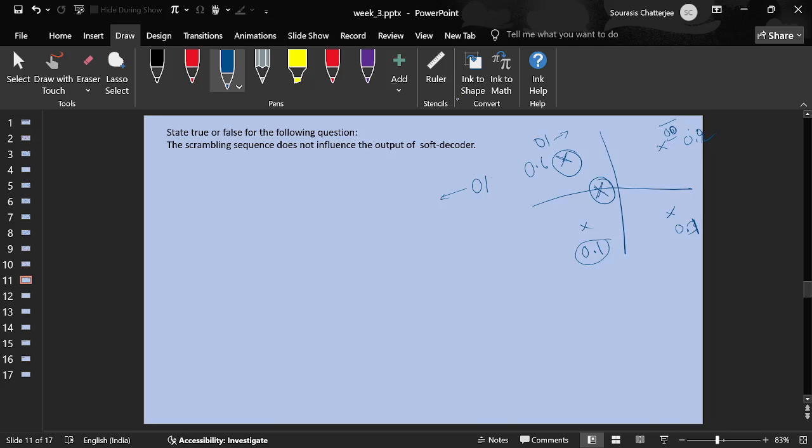But let's say your scrambling sequence, let's talk about one particular bit, let's say it's 1, right? A particular bit I'm talking about in the pseudo random sequence, that is going to be XORed with a data bit. And if that particular bit of your scrambling sequence is 1, what is going to happen?